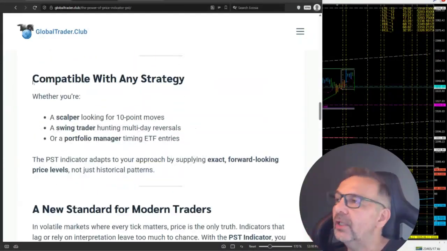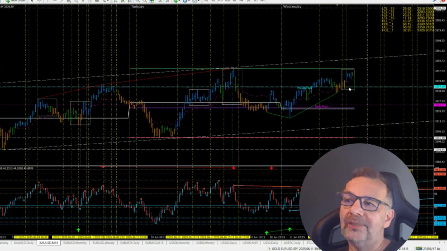Now you can use PST with any strategy. If you want to scalp it with time, you can. For example, anybody who wants to scalp, you can use the PST and the time just to scalp the market and get out.